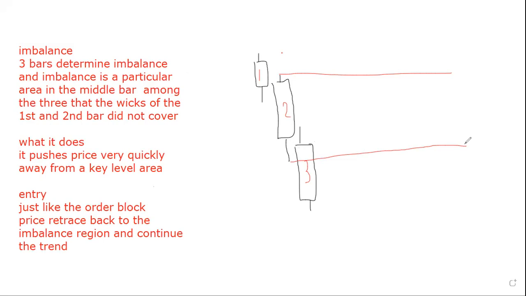Now, since this is a bearish market, the market is falling. The wick of the first bar is the lower wick we are looking at, and the wick of the second bar is the upper wick we are going to look at. Did not cover, in the sense that if you look at it, there's a space here between these 2 wicks.